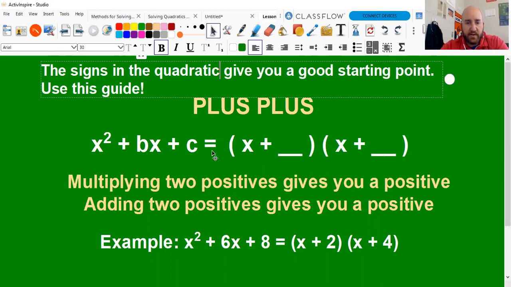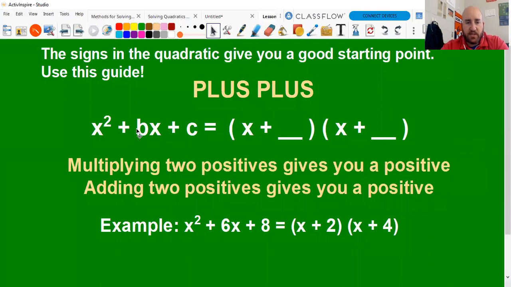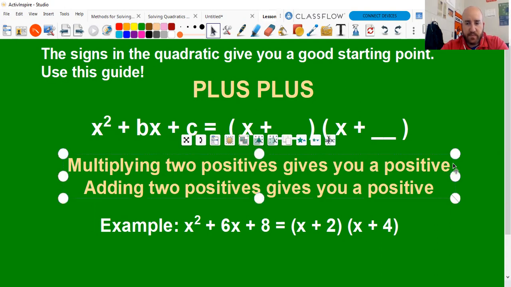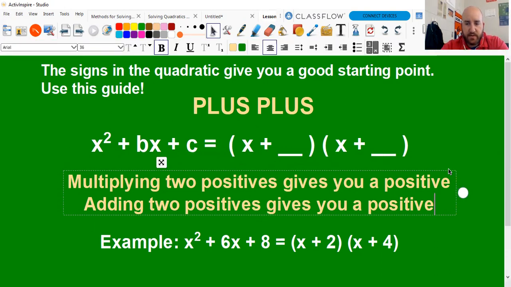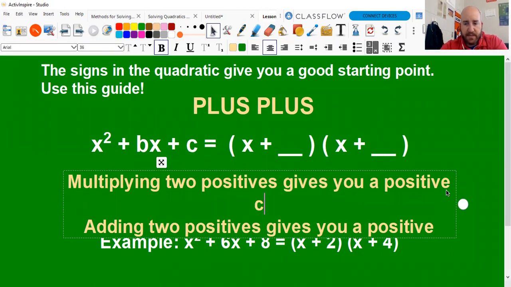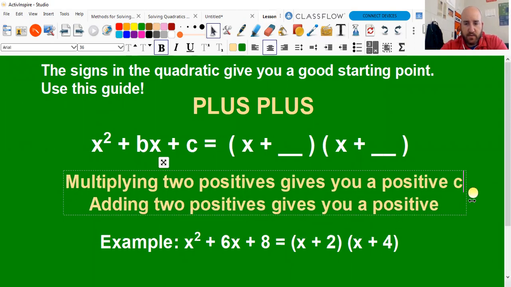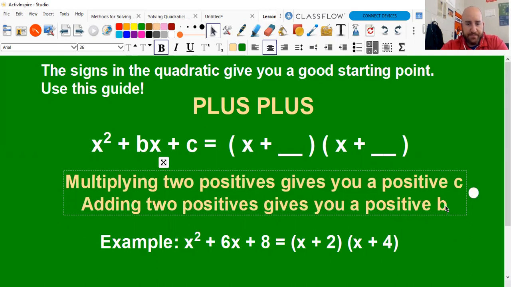for our factors. The signs in the quadratic tell us what our signs in our factors are going to be. Okay. So when the signs in our quadratic are both positive, both of our signs in our factors are positive. That's easy. Because multiplying two positives would give me a positive C. Adding two positives would give me a positive B.